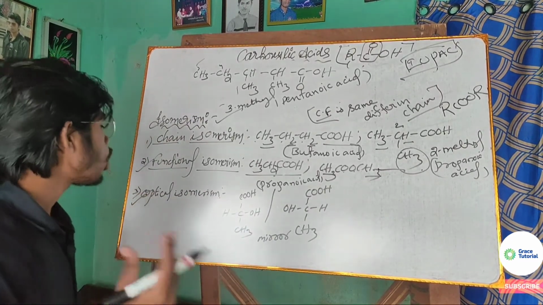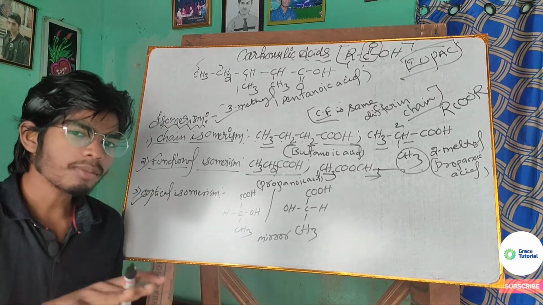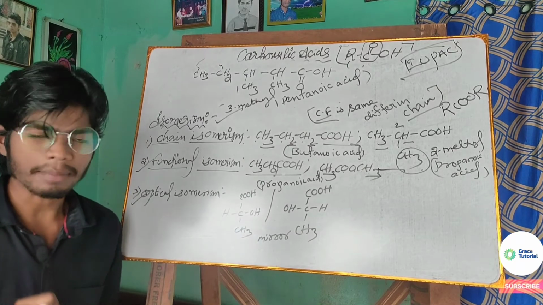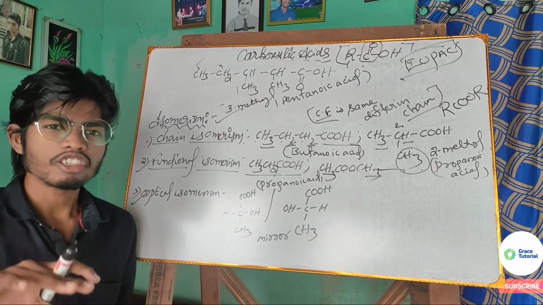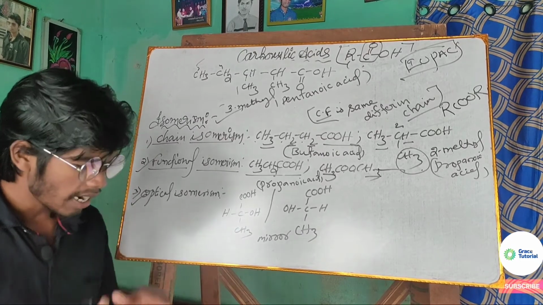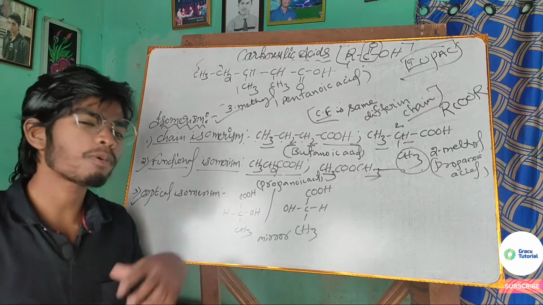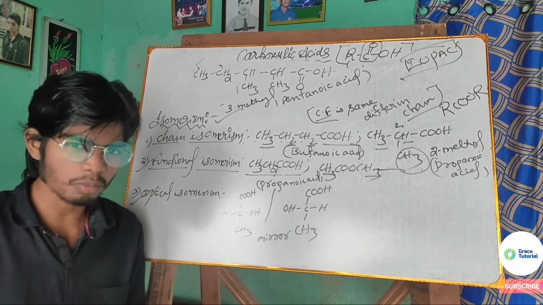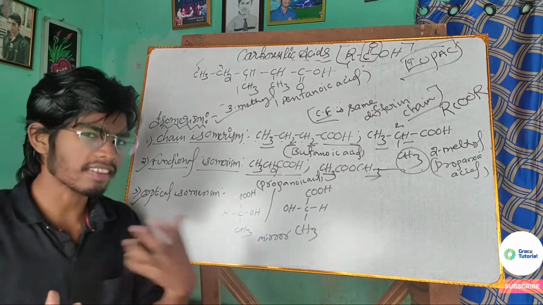It also shows optical isomerism. Basically, isomerism is broadly classified into two types. One is structural isomerism, another is stereoisomerism. In structural isomerism, we have various isomerisms. We have chain isomerism, position isomerism, and functional isomerism, which we have discussed in the previous lectures in aldehydes as well as ketones.